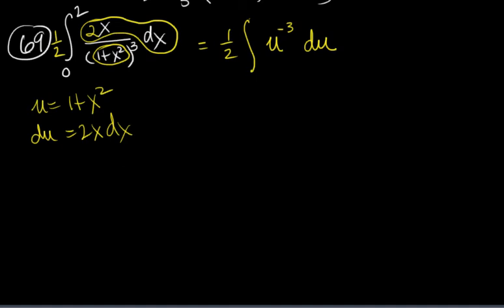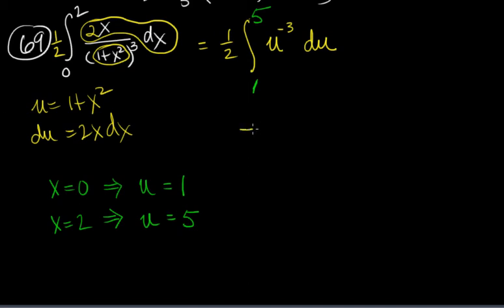So let's see, I'll pick a different color because this is the point of this. If x is equal to 0, then u is equal to 1 plus 0 squared, 1. And the upper limit, x equals 2, is transformed into u equals 2 squared plus 1, which is 5. So the limits of integration here are 1 to 5, not 0 to 2. So you just continue to integrate and finish in terms of u. You never go back to x.